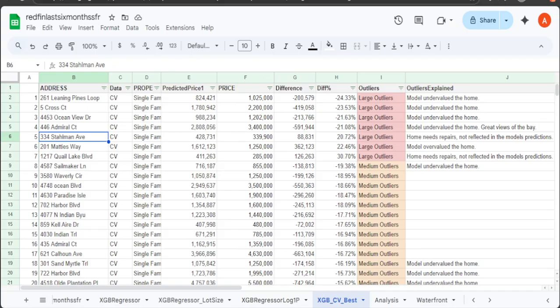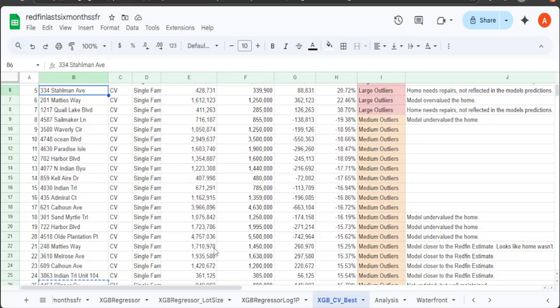Let's look at 4518 Old Plantation. So that was actually moved to a medium outlier. So even though it was one of the top residuals, it's just because the home is so pricey, 5.5 million. Our model had it at 4.7 million. Model undervalued the home, which, I mean, honestly, 15.62% difference is not that bad. I'm not going to be complaining that our model got it within 15% for a $5 million property. Let's take a look at that one.